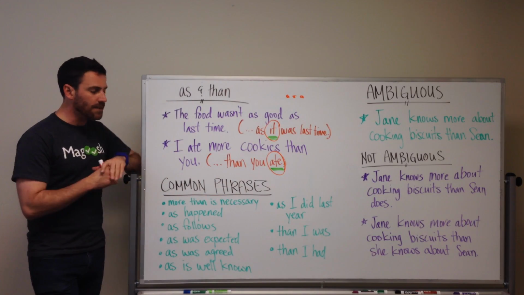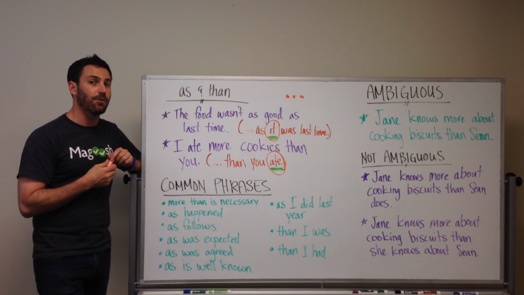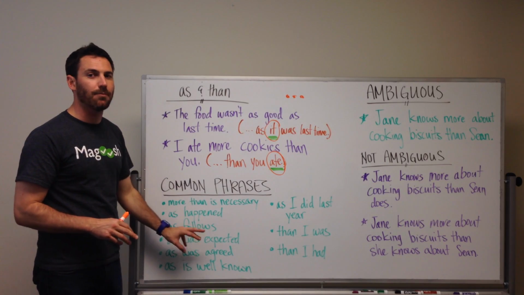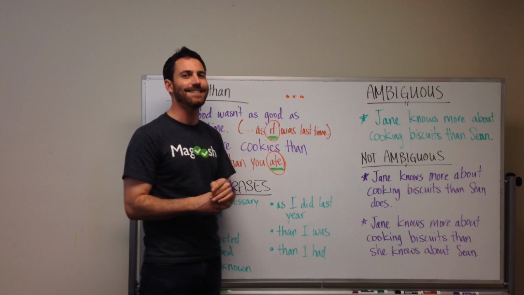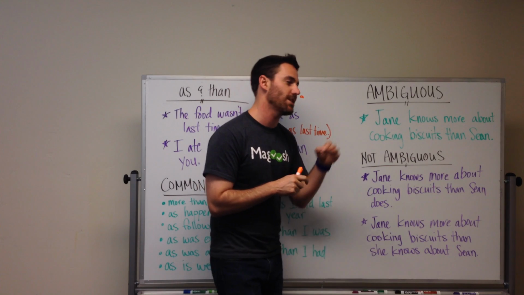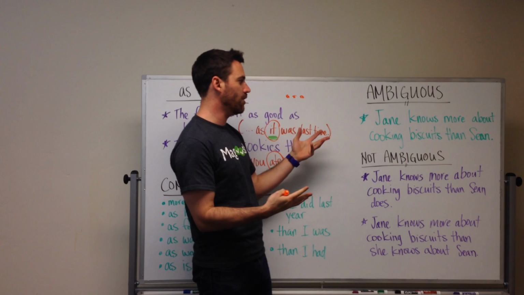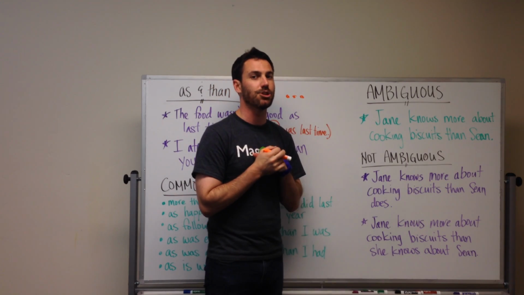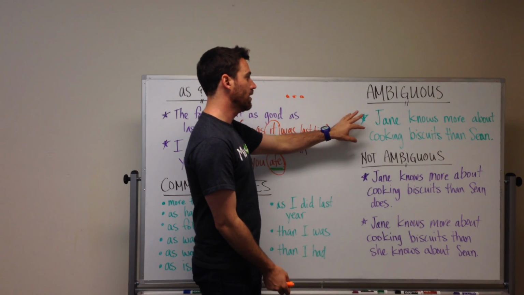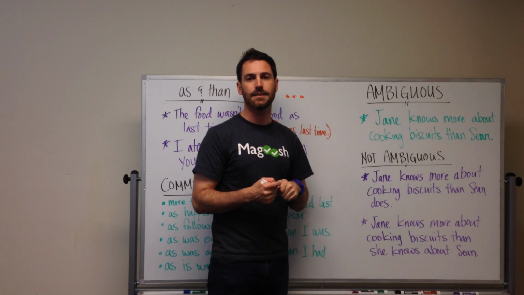So to say that these are common means that we tend to drop words in comparisons, but beware. Know these common phrases, but beware that ambiguity can still creep in. And trust me, GMAC, the people who make the GMAT, will want to test you. So let me show you what it means for things to be ambiguous if we don't include words. And this definitely happens as well. So here we have an ambiguous sentence. It says, "Jane knows more about cooking biscuits than Sean."